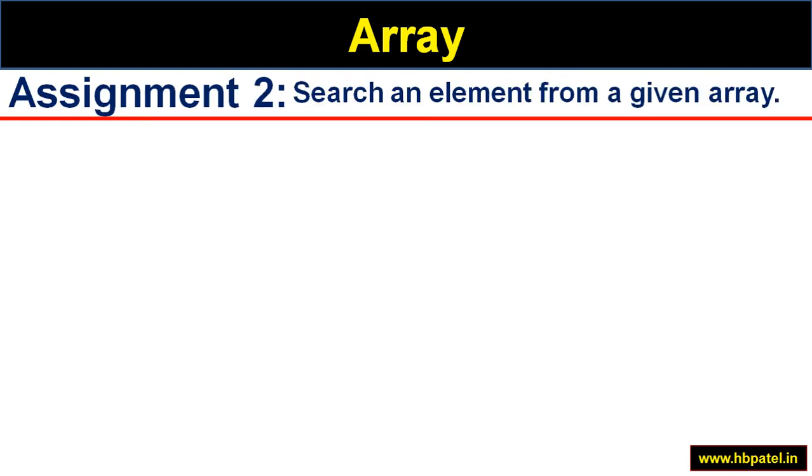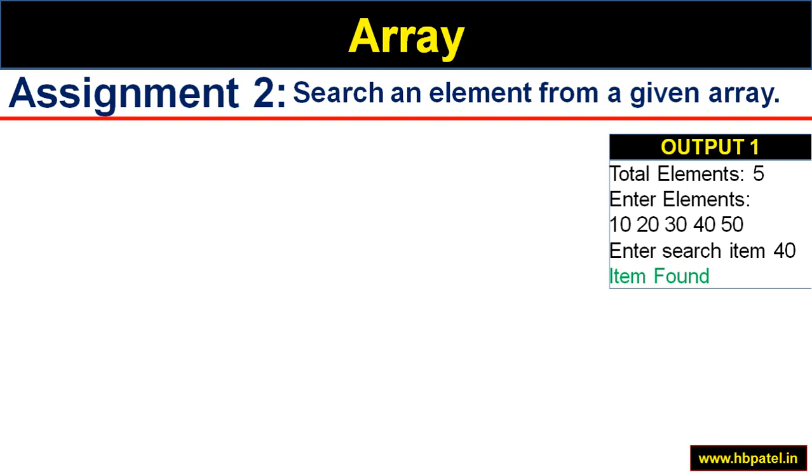So the next example is searching an element. Again, this is an assignment, so you can refer to it later. I am just explaining it briefly. Let's say first you ask how many elements you want to process. Let's say 5, and then you enter 5 different elements. The examples are 10, 20, 30, 40, 50, and then you search for an item. What do you want to search in this list? Let's say you want to search 40.